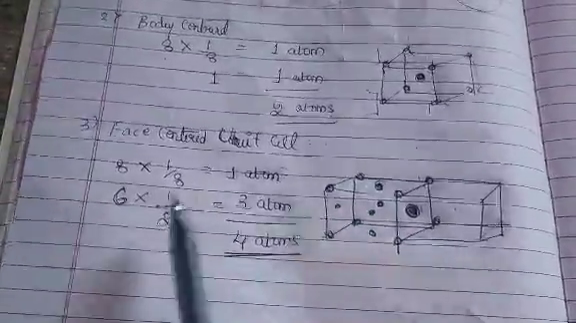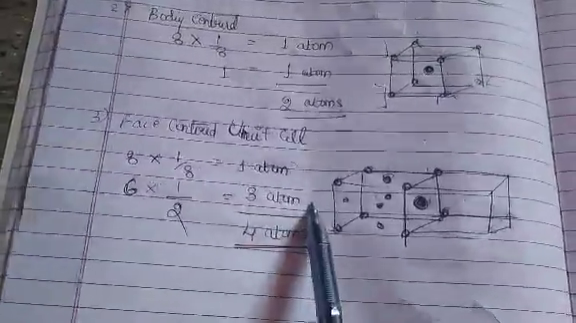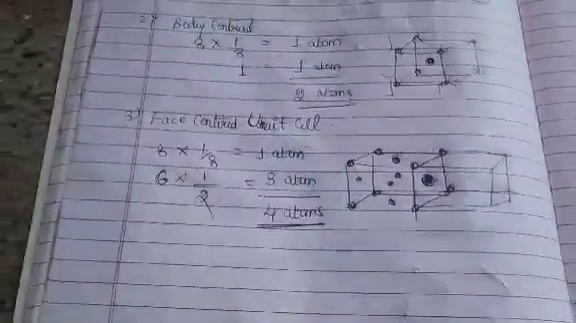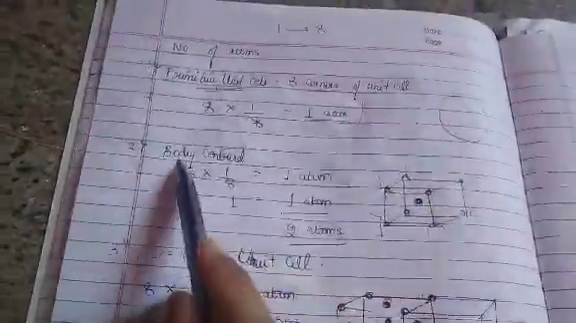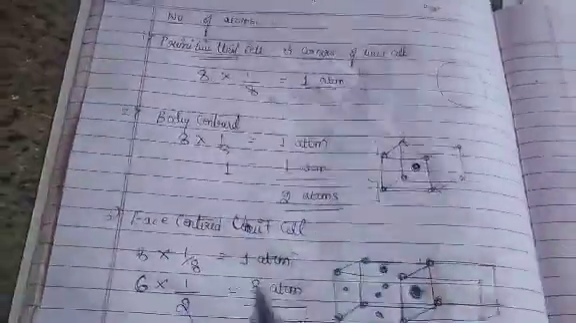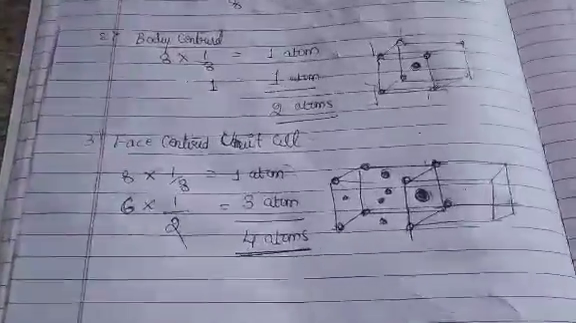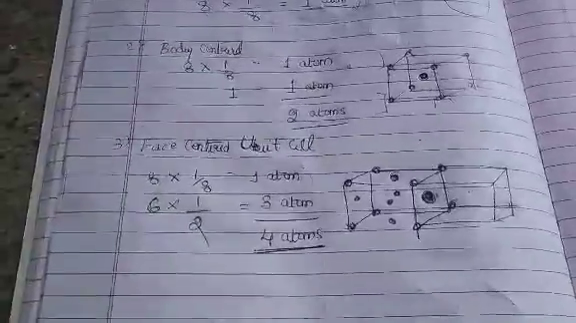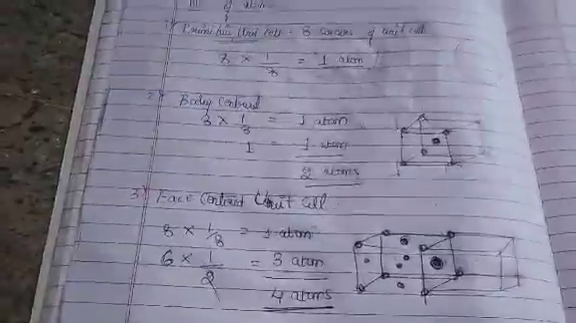How many faces are there totally? 6 faces. So 6 into 1 by 2 gives you how much? 3 atoms. So overall, the atoms present in a face centered unit cell is 4 atoms. So in this way, the number of atoms in a primitive unit cell is 1 whole atom. In body centered, 2 whole atoms, and in a face centered, 4 whole atoms are present. In our next class, we are going to see how these atoms are arranged in a 3-dimensional array. Very important. Remember, 1, 2 and 4 are the whole atoms present in them.